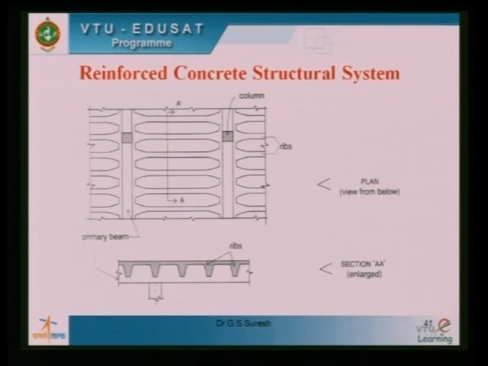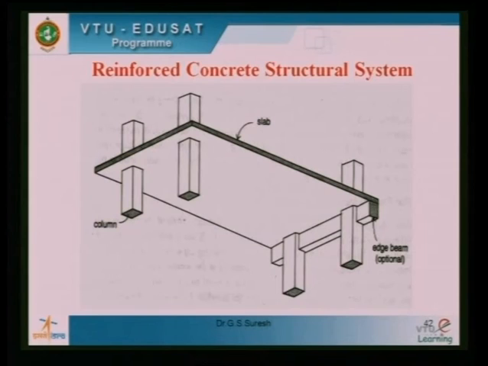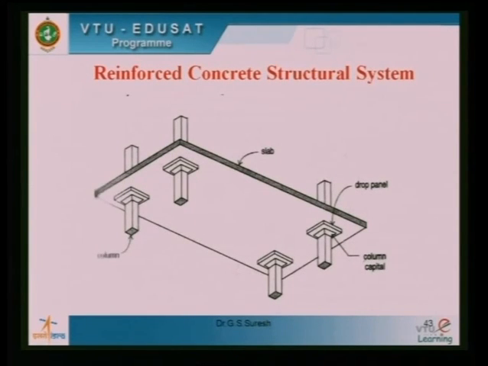This is another form, what we call a waffle slab. It is a grid system. Then this is called the flat slab, which is used in most of the malls nowadays, where the projection of the beam is not so convenient to the user, so we have to use this type of flat slab. And the flat slab, if it has a small drop around the column, is called a drop panel. And to support this drop panel, we use what is called a column capital, which is shown here.